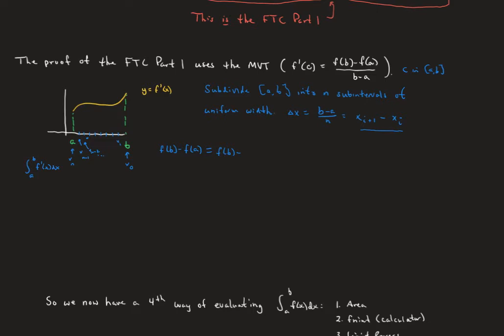So what I'm going to do is add in 0 in the form of a minus f of x sub n minus 1 plus an f of x sub n minus 1. So my claim is that this right here is really just adding in 0.